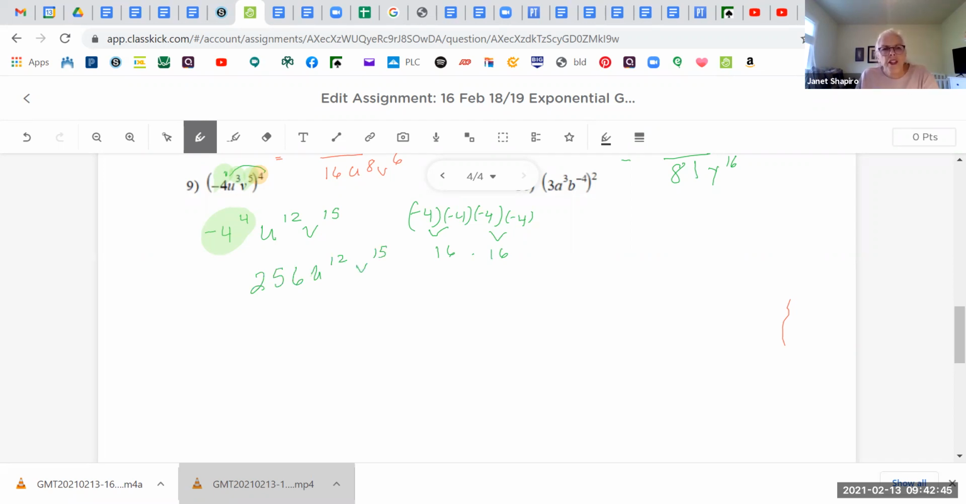Actually, the hardest part on this is figuring out things like -4 to the 4th power. And again, you can use your calculator. I just show you the long way. I show you all the steps.